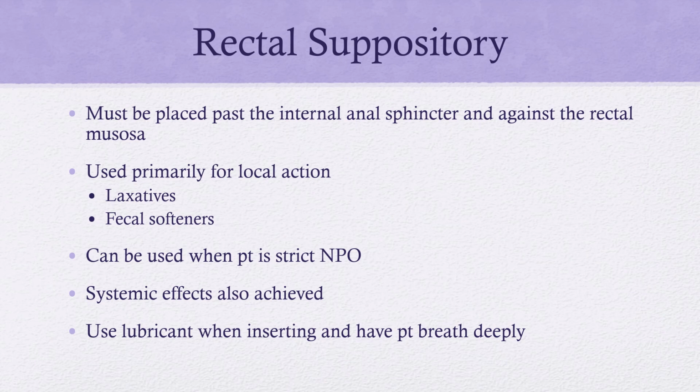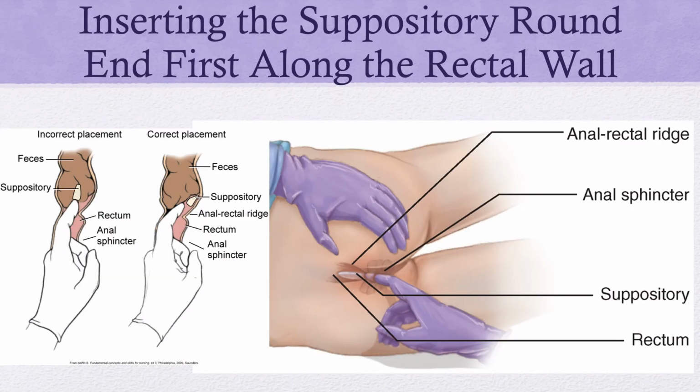Rectal suppositories, right? We're putting our patient on their left lateral side or in Sims position. A lot of times we're doing this for laxatives, fecal softeners, because they're having some type of constipation. Make sure you're lubricating before you insert those, having them breathe deeply and try to relax as much as possible. Remember, we're inserting that suppository into the rectal wall. Again, there's incorrect and correct placement there. You can just visualize that slide there.